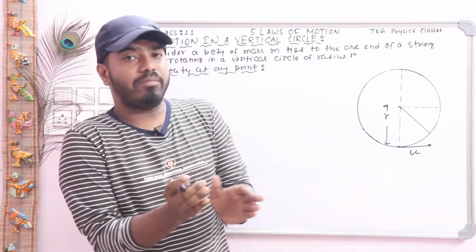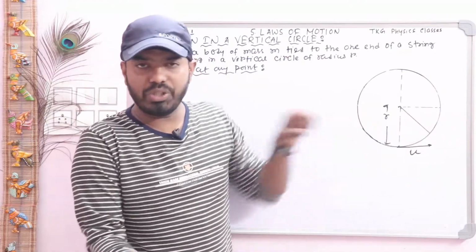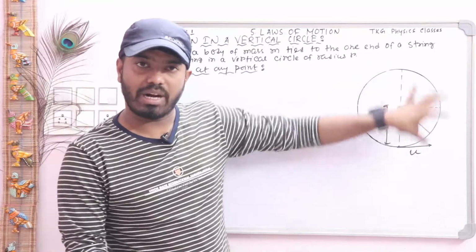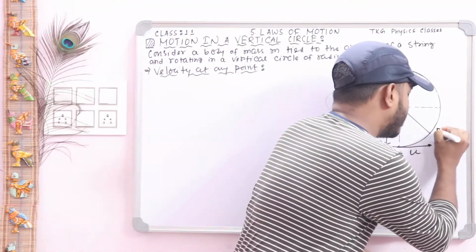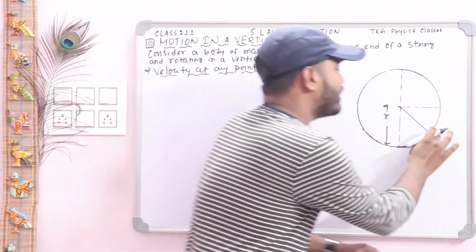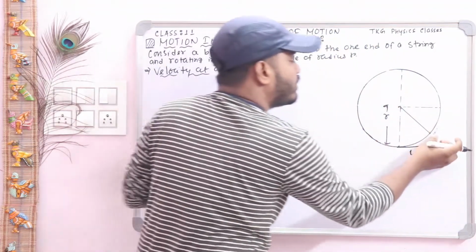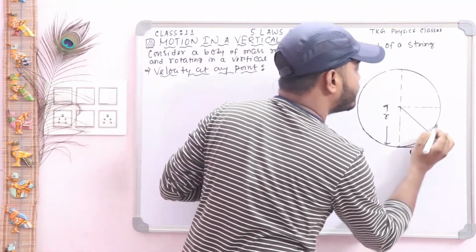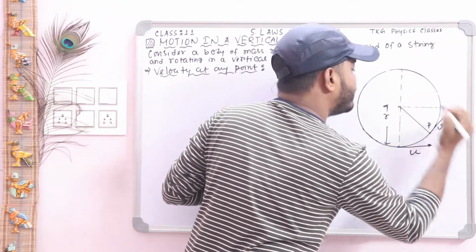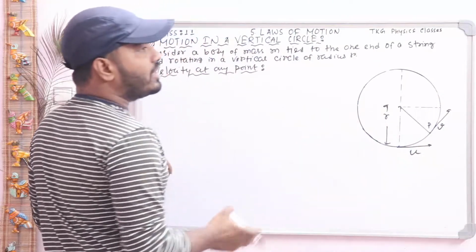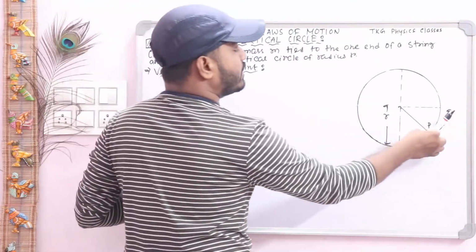Now after some time the body attains a new position; the body is under vertical motion. So suppose here at point P, what is the velocity? The velocity will be tangent here. Suppose at point P the velocity is represented as v. So what is the direction of v? v will be tangent.